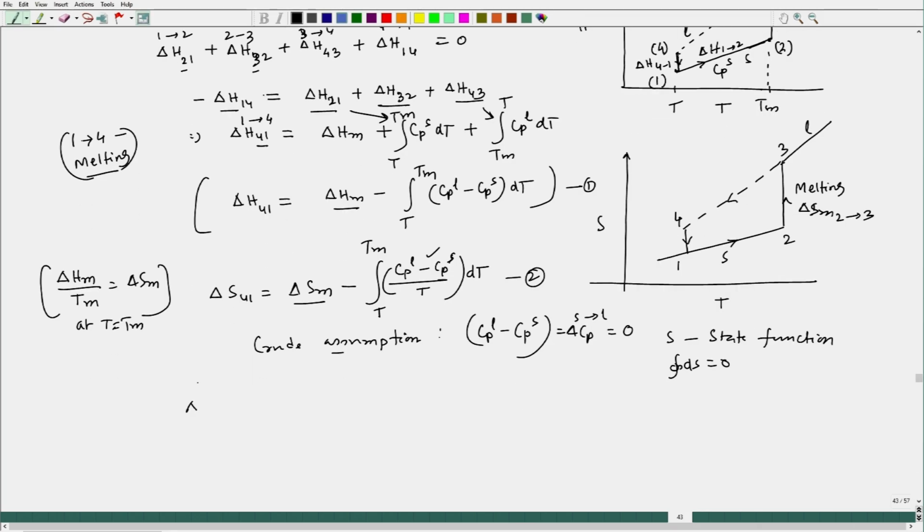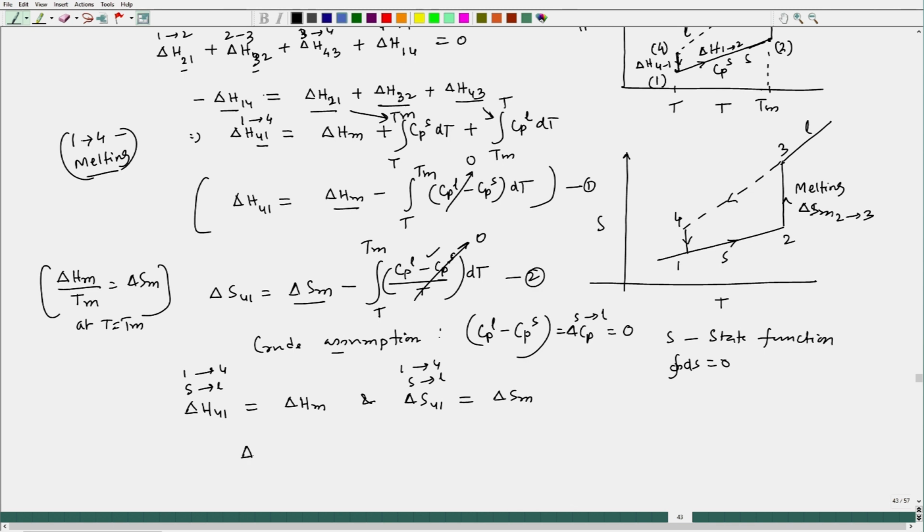I can write now delta H 41, which is melting, solid to liquid, should be equal to delta Hm, because this term would go to 0, this term would also go to 0, and delta S 41, solid to liquid, or we can say 1 to 4, would be equal to delta Sm.